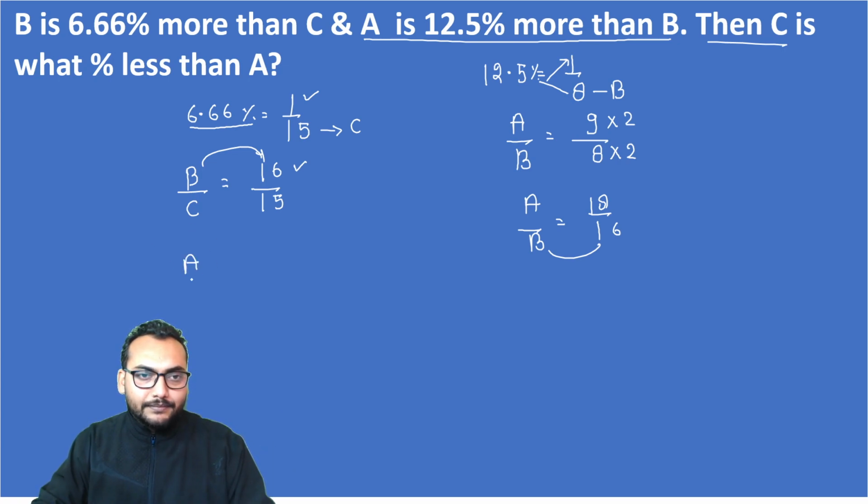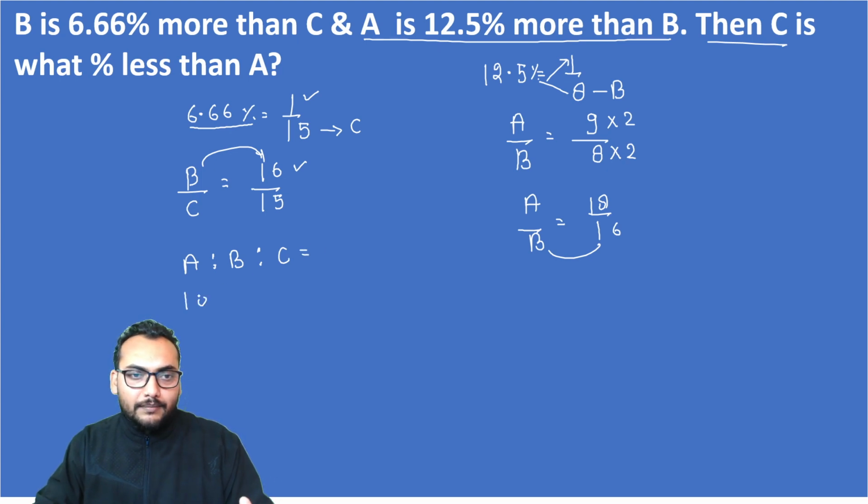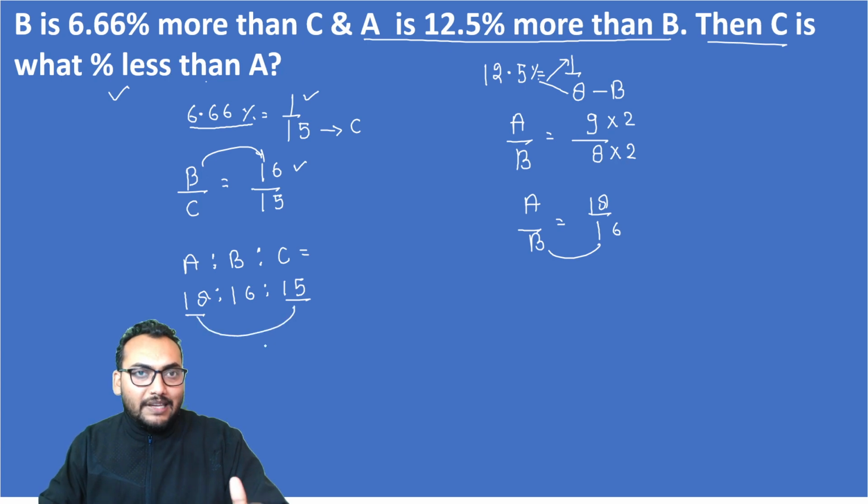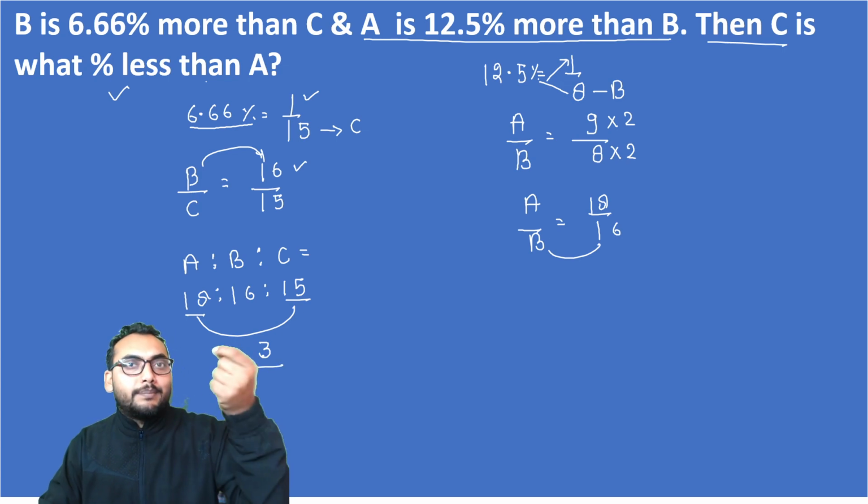A is to B is to C, as A is basically what? A is 18, B is 16 and C is 15. Now we need to find out by what percent C is less than A. So basically this is C and this is A. C is 18 minus 15, that means it is 3 less than A, right? So 3 less than A, that means 3 is what part of 18?